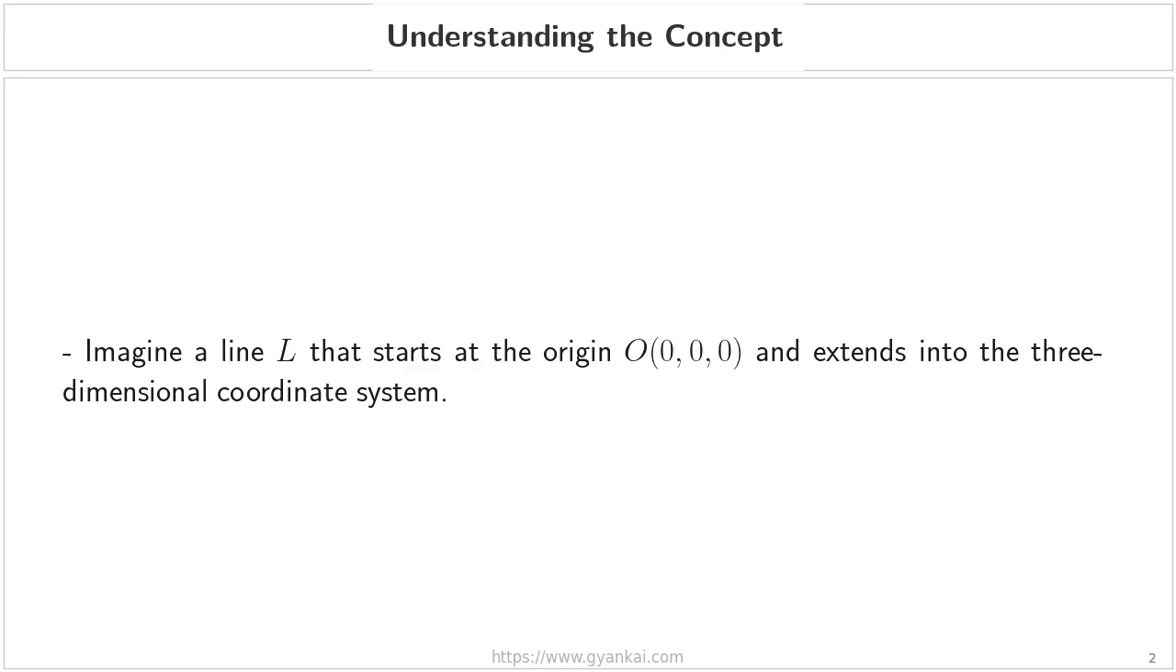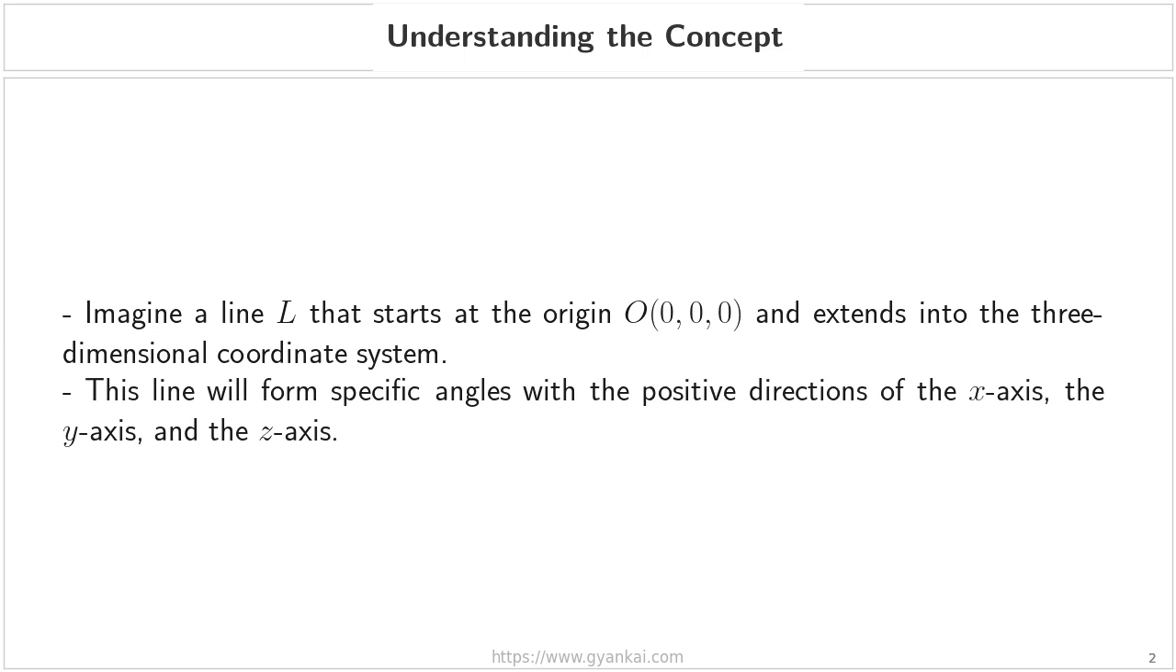Understanding the concept. Imagine a line, which we'll call L, starting right at the origin, point O, which has the coordinates 0, 0, 0, and then extending out into our three-dimensional coordinate system. As this line stretches out into space, it isn't just floating randomly. It's going to form specific, measurable angles with the positive directions of the x-axis, the y-axis, and the z-axis.